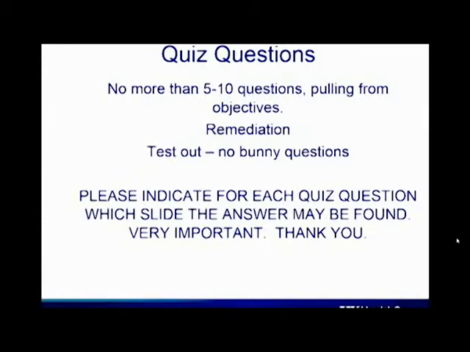Also, very, very important for you as the SME, you need to tell me in your PowerPoint, of course, what the correct answer is for each question, but also what slide I can find the information for that answer. So when I'm developing this for the remediation, I know where to kick them back to for that information.